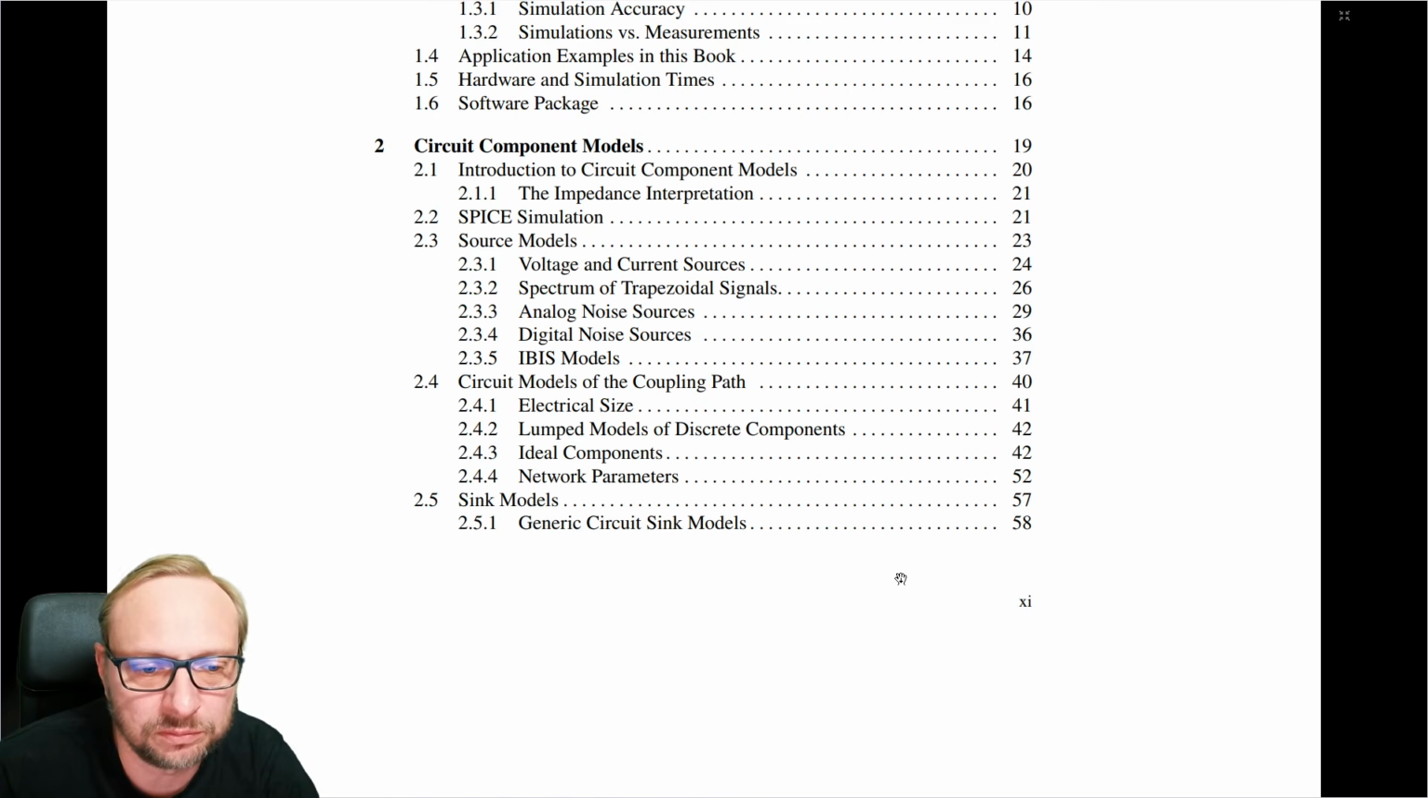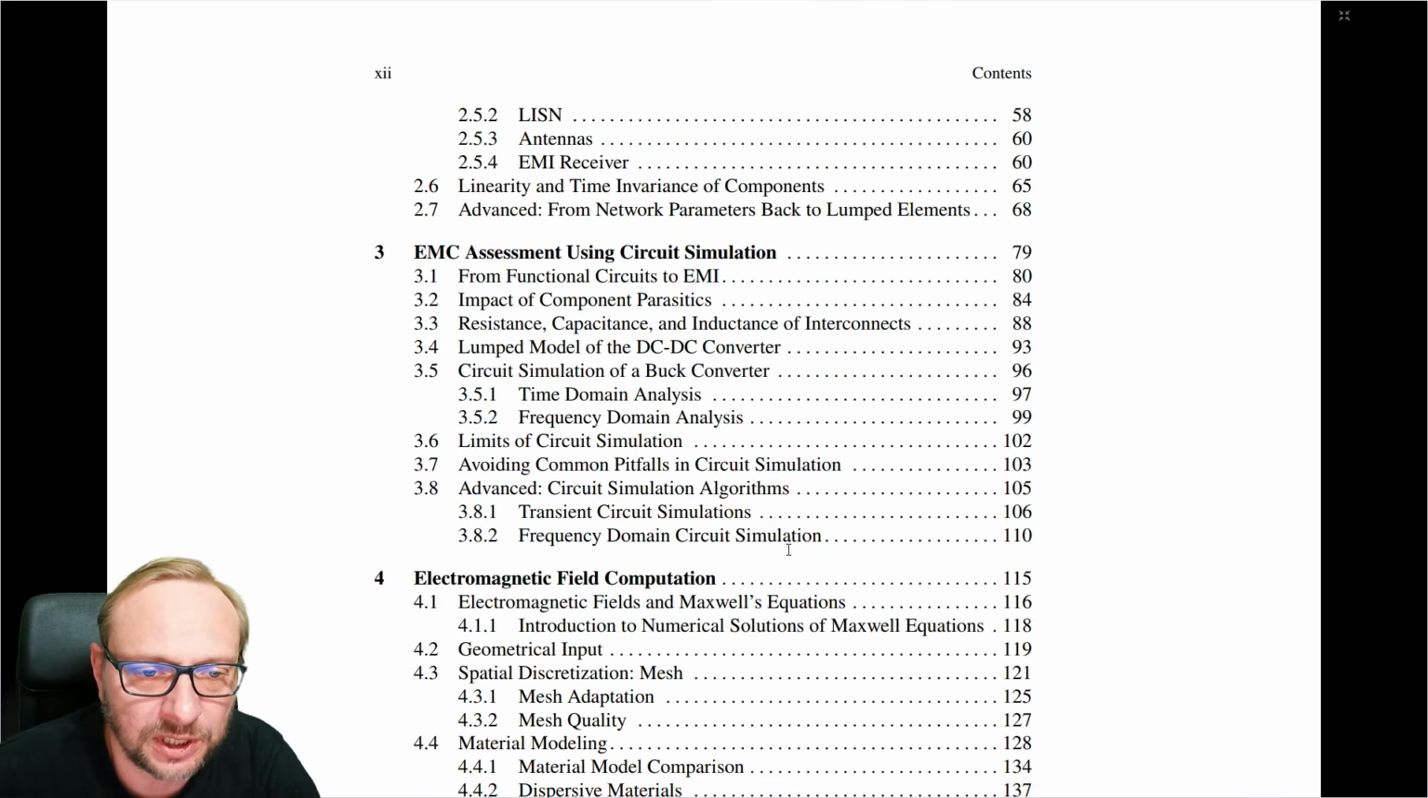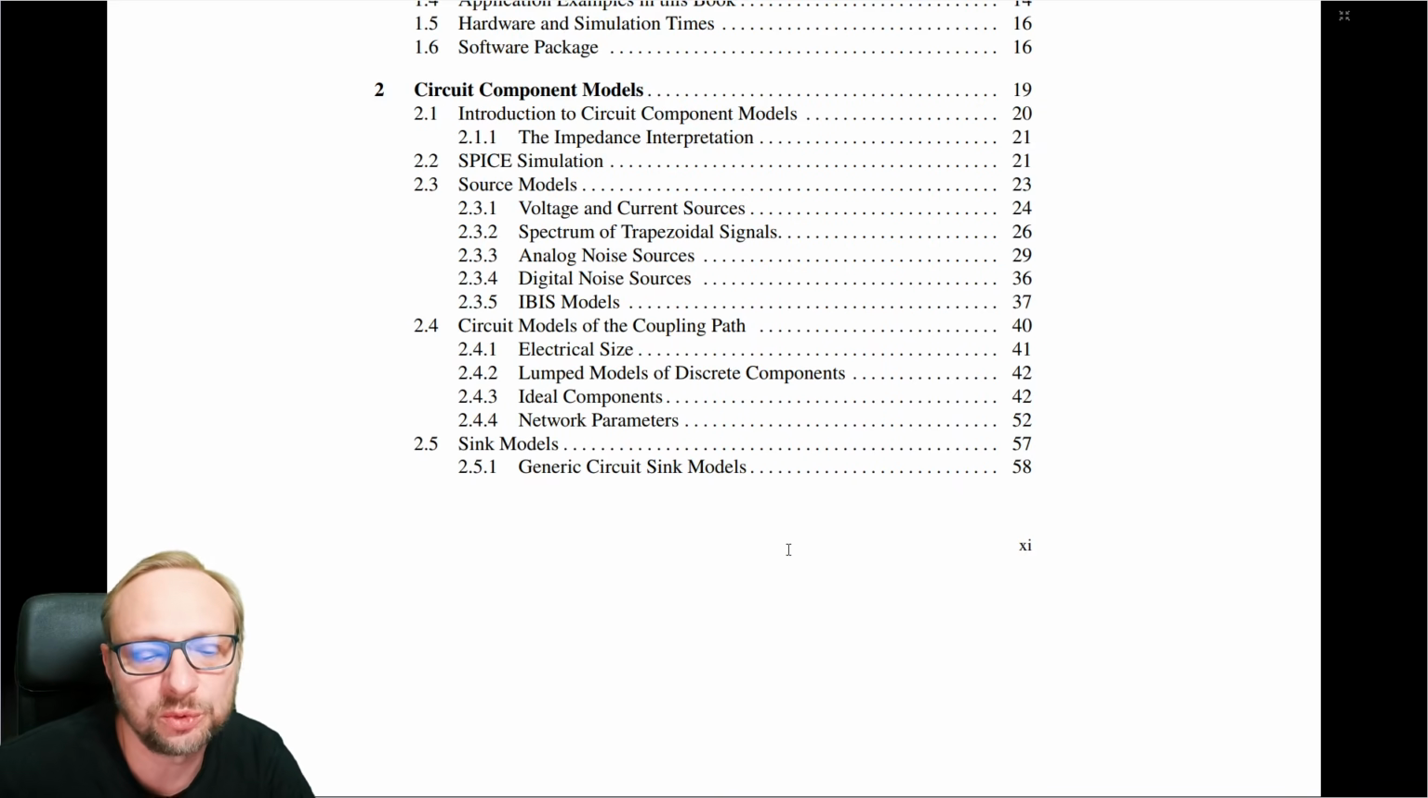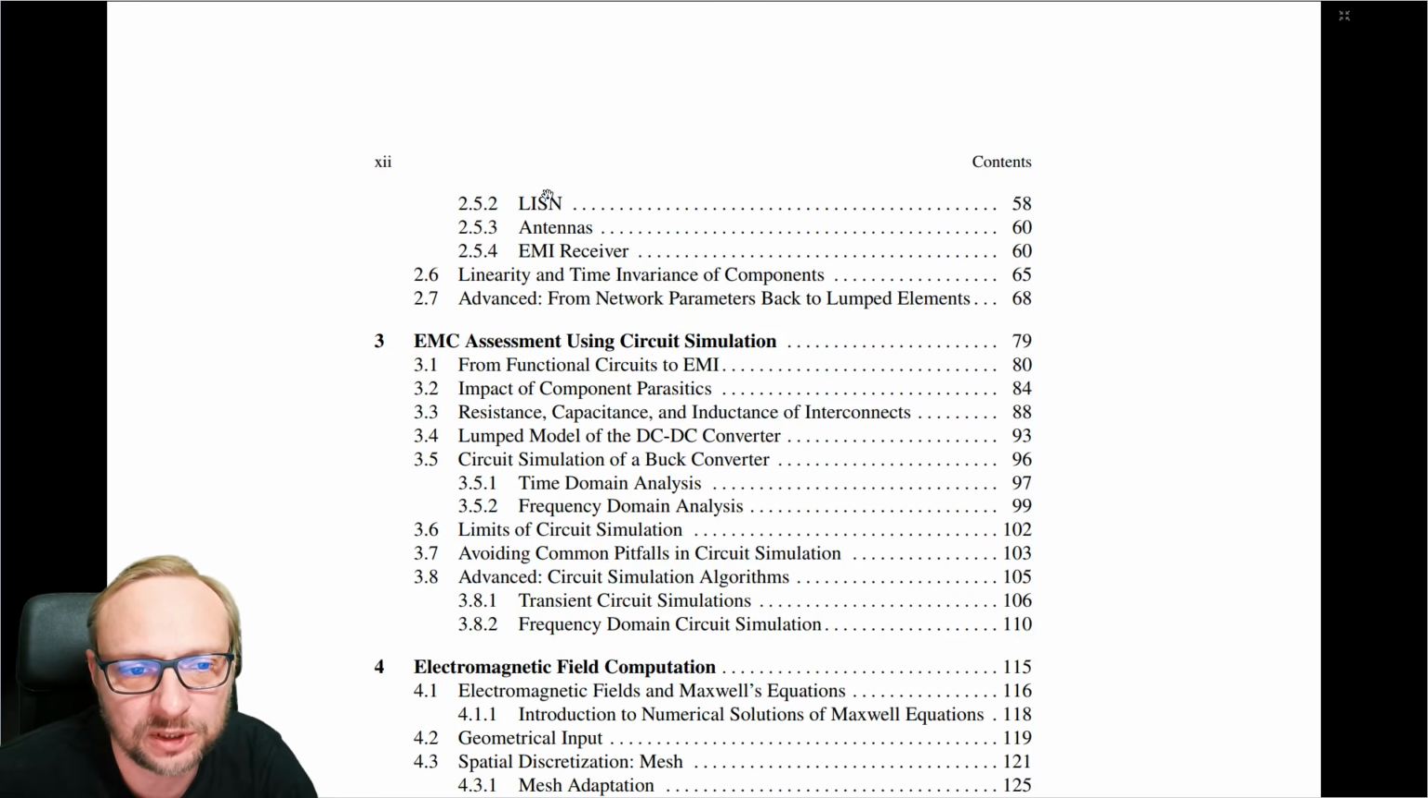And there's a nice description on how to do the connection, because I know from the past that this is often confusing to people. Then we talk about sink models. How do we model a sink? Where do we measure the signal? Generating sink models like resistors, then describing LISNs and antennas, will not be covered in detail here because they will be covered more in the radiated emission section.